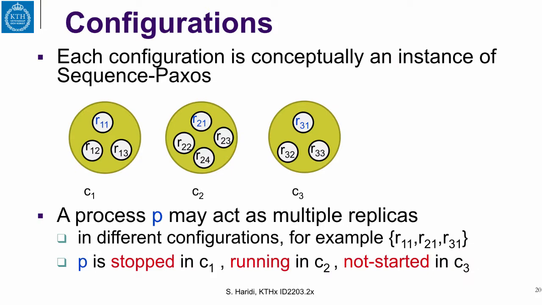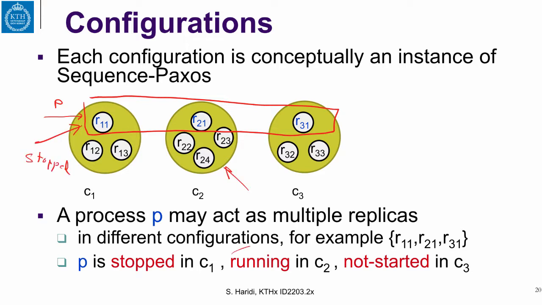So here is our situation. If we look at process P, this is process P running here. A process P may act in multiple replicas in different configurations. P is stopped here. So this is stopped. P is running here. This is running. And P did not start here. Even if this configuration is running, in the sense that these replicas are in the running state and they are adding commands, in this case the replica of P1 here is a minority, so this consensus can proceed.